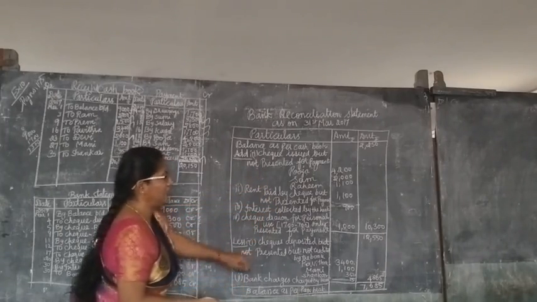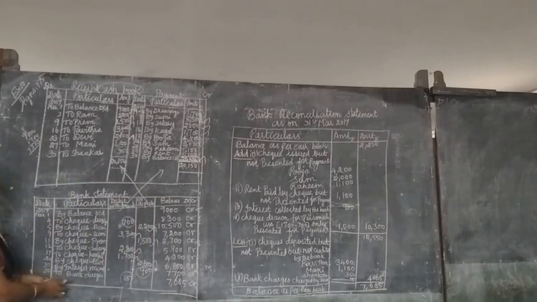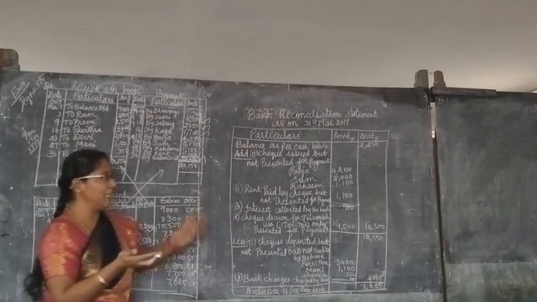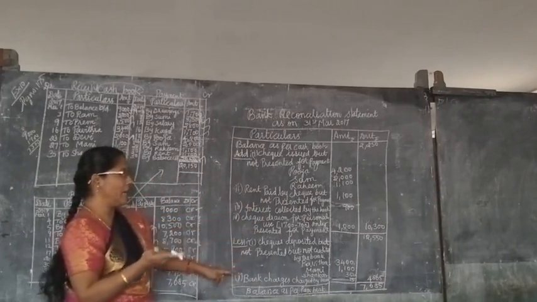Then interest collected by the bank. Immediately we can see the opposite side of the passbook also. What are all the credits we want to add? So interest received by the bank. It is not entered in the cash book, so it will increase the balance of the cash book. So I am adding that.